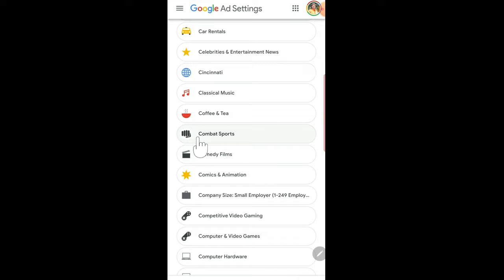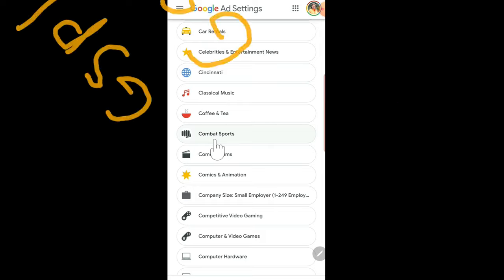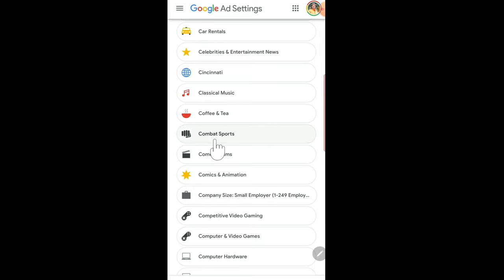Combat sports, and this is an interesting one because I do have a strong interest in MMA and the UFC, One Championship here in Asia, Bellator, another fighting league in the United States. It's the only sport I follow, to be honest.